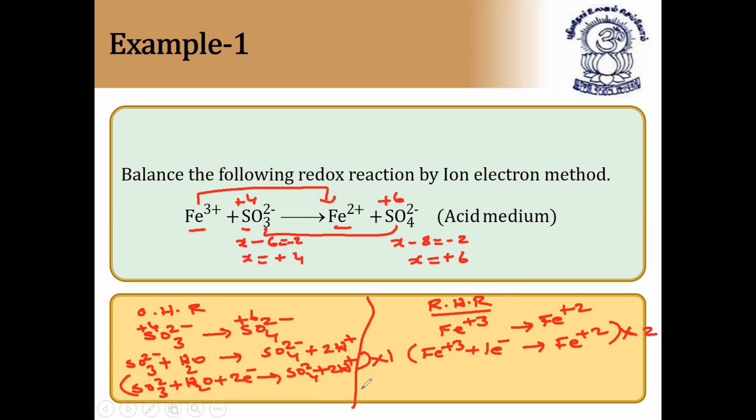Please note it down. SO3 2 minus plus H2O plus 2 electrons plus Fe plus 3. I'm writing the reactants of the reduction half reaction too, joining both. Here you should write this side, sorry, because for the reduction we have to write the gaining of electrons. So on the other side we have to write plus 1 electron, plus Fe plus 3. So nothing else is there.